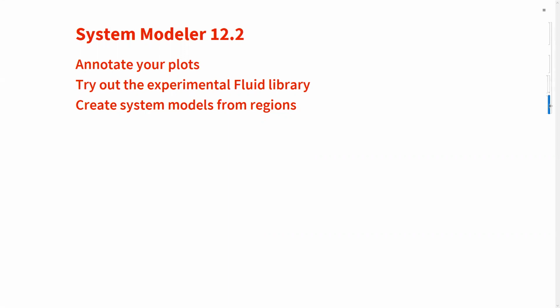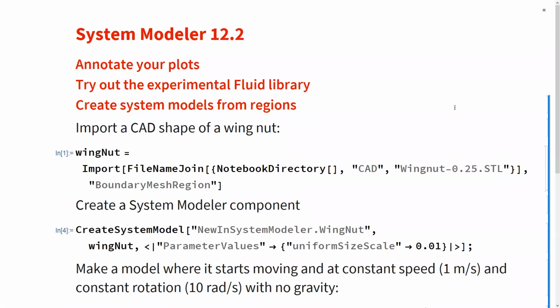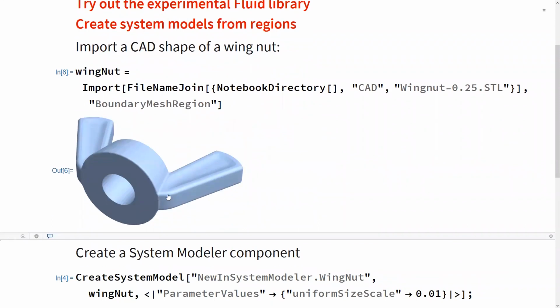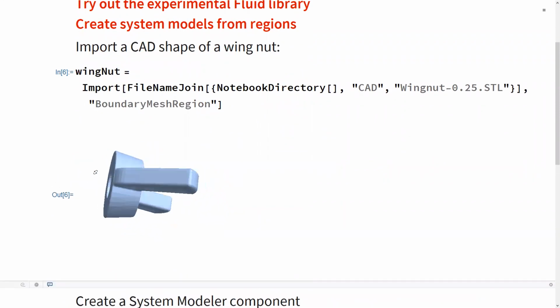And that will take us back to the tennis racket effect. So something we made possible now, I will start here with importing a CAD shape. It's a wing nut. Remember that there was a wing nut in the example we saw. So what I will do, I have downloaded a wing nut from a resource of free CAD drawings, and then I will import this as a boundary mesh region. So now I have my wing nut here in Mathematica.